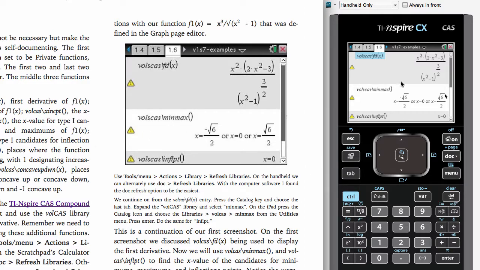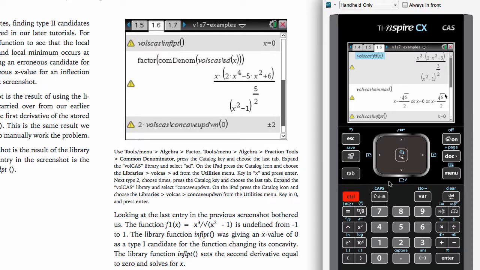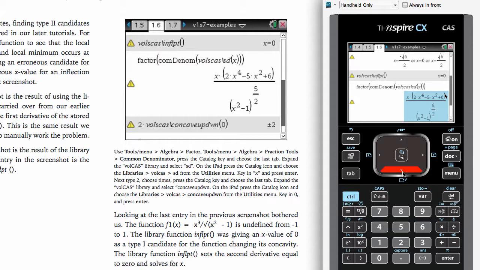Scrolling down some more on our screen, let's go to the next page. The next page shows this information. So if we go over to our calculator and scroll down, we see where we come up with this stuff. Now, when you start manipulating this stuff in calculus, you will have to use common denominator and factor to get answers to look like they are in your book.